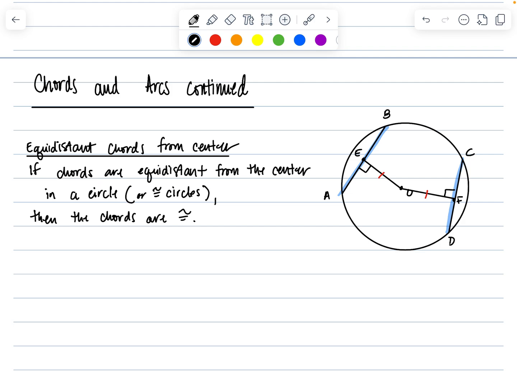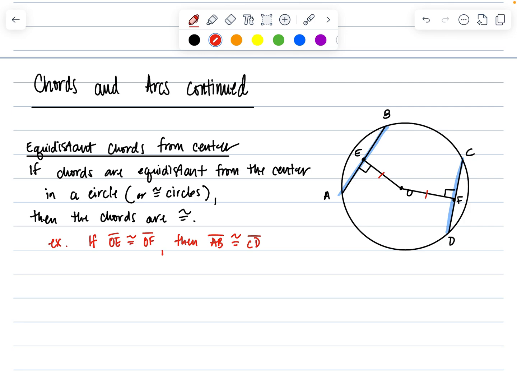Now, as I stated, in this example, we could say if OE is going to be congruent to OF, then AB is going to be congruent to CD.